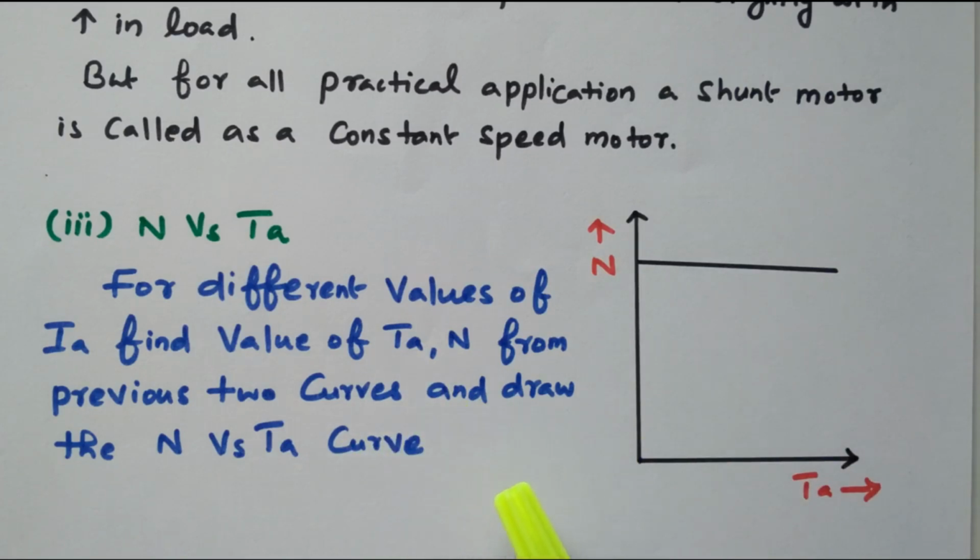So in this video we discussed the characteristics of a DC shunt motor. Three different characteristics we analyzed. The first one is armature torque versus armature current, the second one is speed versus armature current, and the third one is speed versus armature torque.